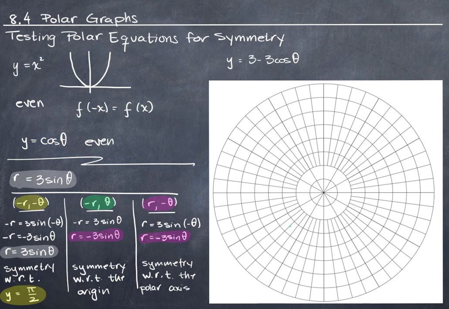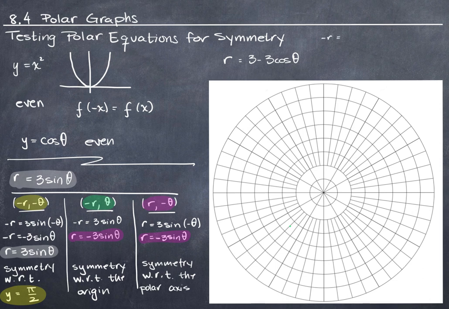All right, I'm going to do these 3 tests. I'm going to check by replacing r and theta. I keep writing y equals here. That should be an r. I'm going to replace both r and theta with their negative cousins. Then I'm going to replace only r with its negative cousin and then only theta. So we'll start with replacing both.